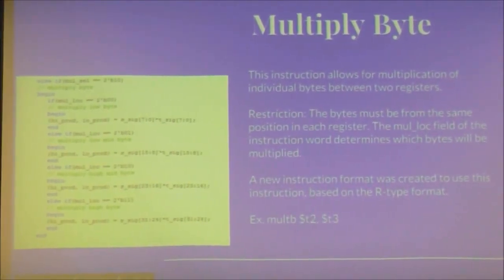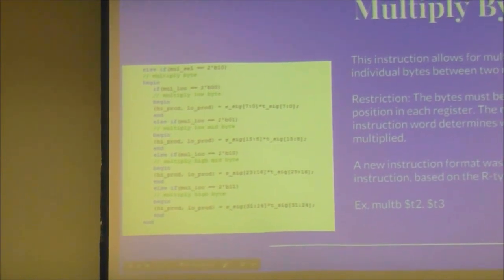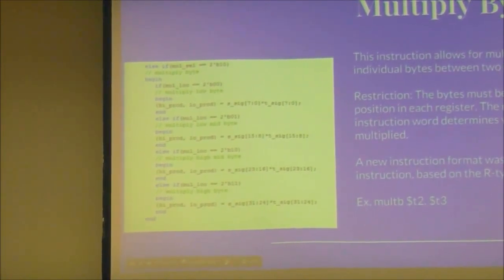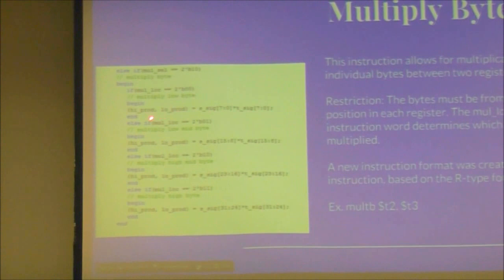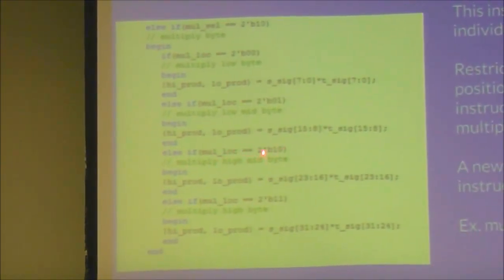So the multiply byte instruction allows for the multiplication of individual bytes between two registers. However, the bytes must be from the same position in each register. At present, there is not a way to allow for mixed multiplication of bytes. And here you can see the instruction, which just looks at the mulloc field and multiplies the correct byte.